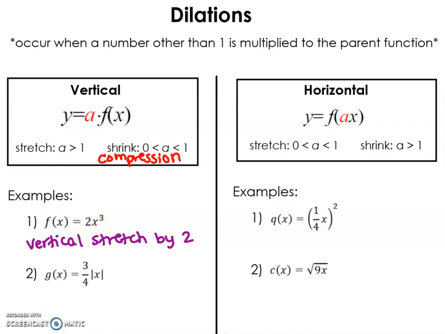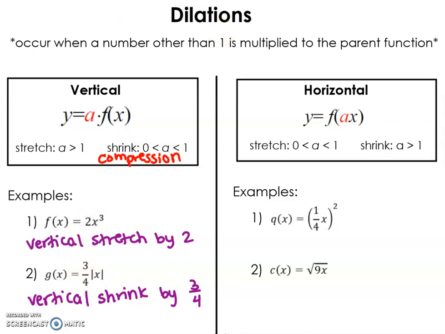In the second example, there's a 3/4 that's in front. Again, it's in front of the function, so again, this will be a vertical dilation. And in particular, because 3/4 is a number between 0 and 1, this is going to be a vertical shrink or compression. And it's a vertical shrink by 3/4. So when you're looking at vertical dilations, it's going to be by the number that we actually see here, so by 2 and by 3/4.